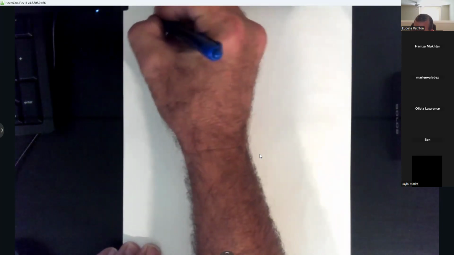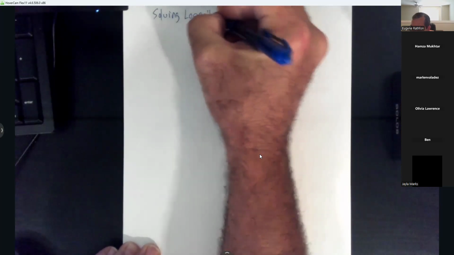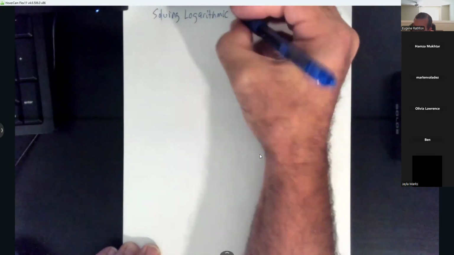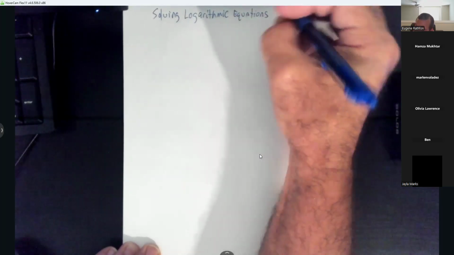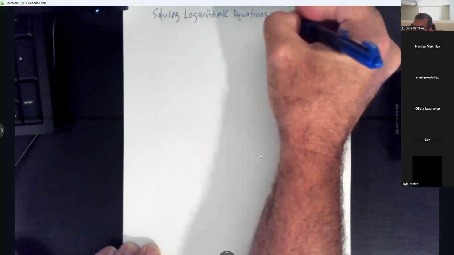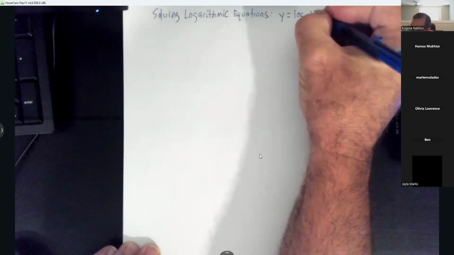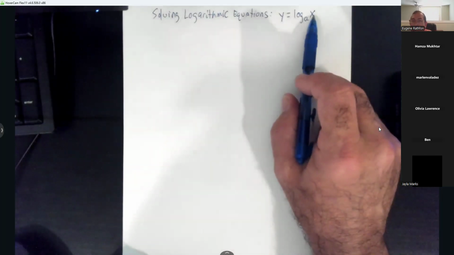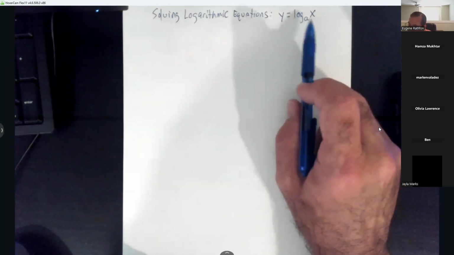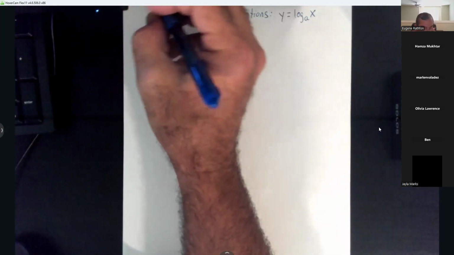So we're going to be solving logarithmic equations. So those will come in the form of y equals log a of x. So now my variable is in the result section of the log. Because remember, there's my base, that's my result. So, steps to solving.